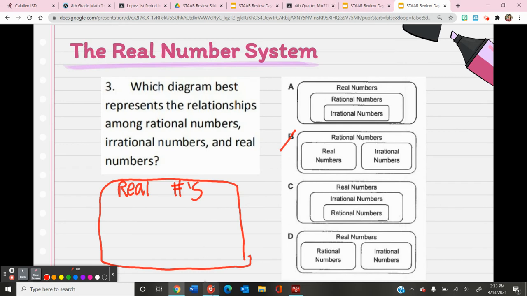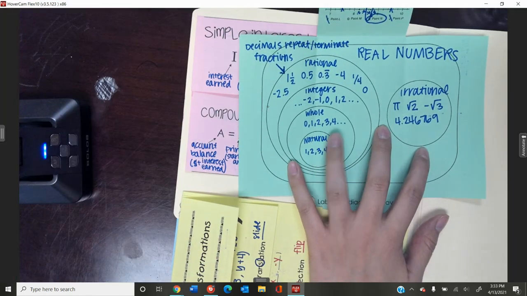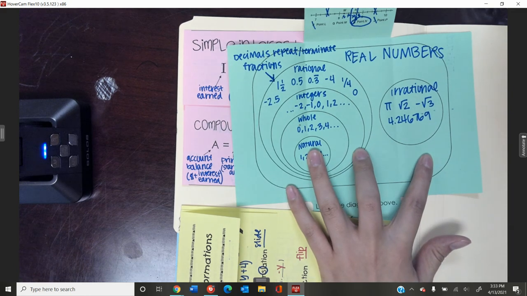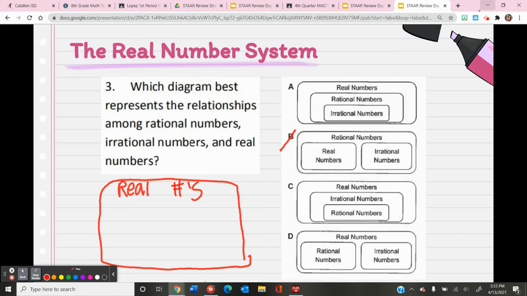Now, going back to the first, whenever we sorted out each of the number types, here you see that your rational numbers and your irrational numbers are two separate types of numbers. They are not the same. They are two separate categories. So I should have rational numbers on one side and irrational numbers on the other. So again, A and C, I have irrational numbers as rational numbers, and that's not correct. They are two separate types of numbers. So that leaves me with D.